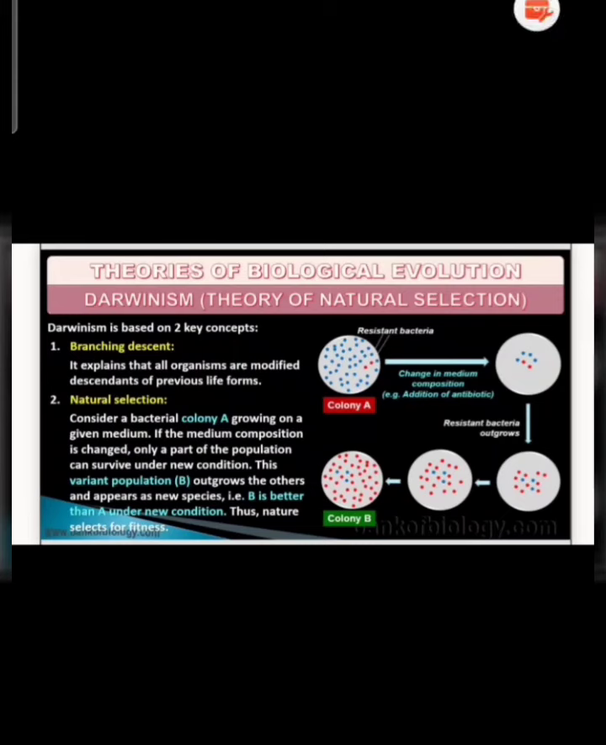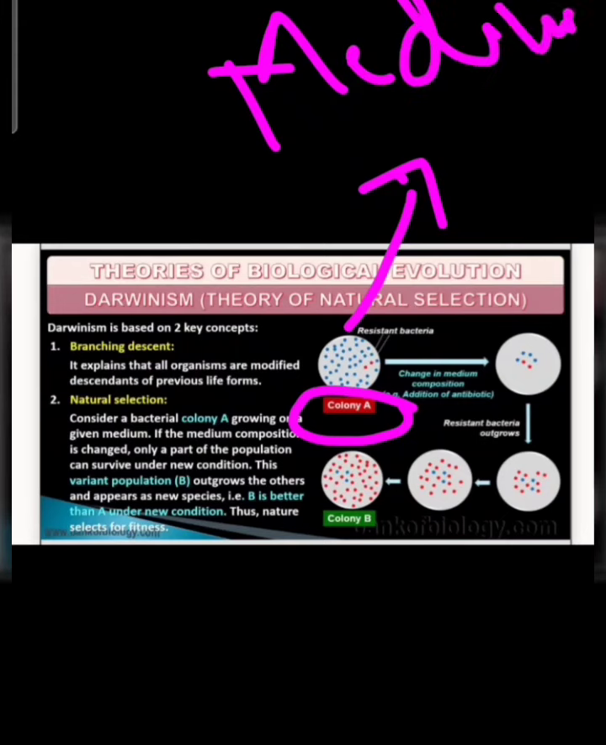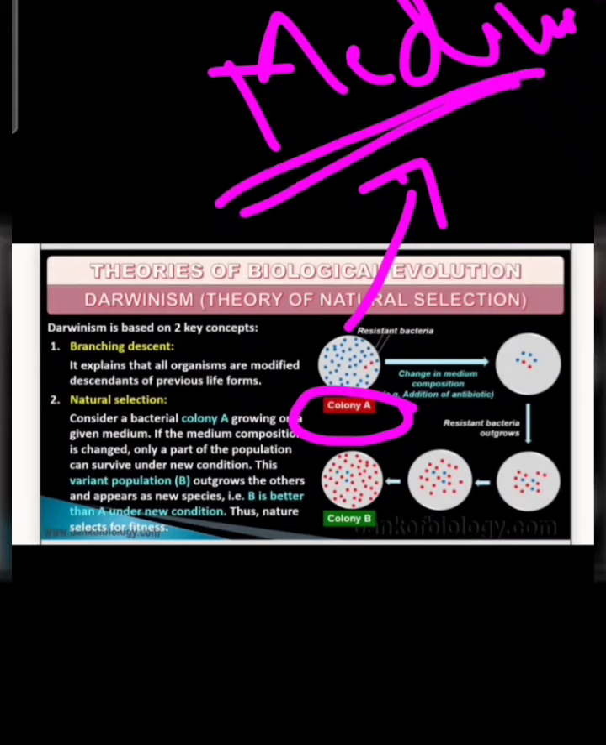What did he do? He took one bacterial colony. What he did was change the medium. The medium means the bacterial colony had its own food, it was provided all the food, everything. Now for colony A, he changed the medium, that is, he changed the food environment.